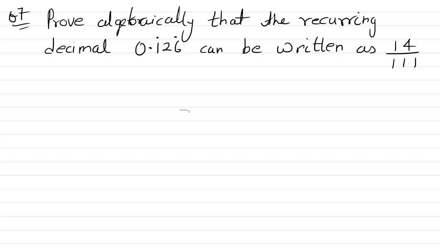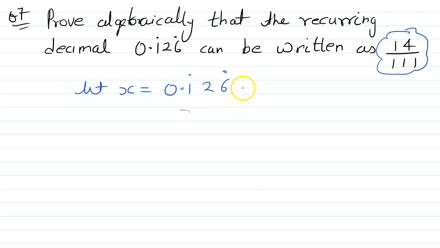So this question 7 is similar to the previous question, and here they are asking: prove algebraically that the recurring decimal 0.1126, where 1 and 6 are recurring, can be written as 14 over 11. So as usual, this is your answer, so it is given. Let's start our working. Let x be 0.126, where 6 is recurring and 1 is recurring. It means 0.126, then again 126, and it will keep coming like that.